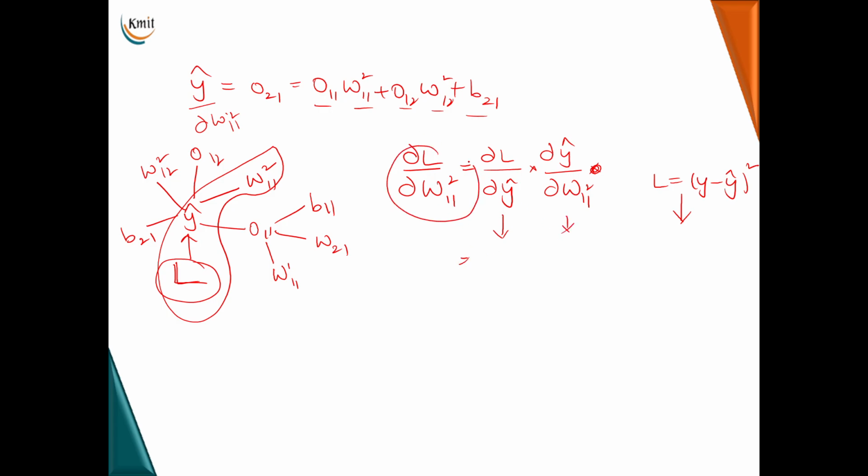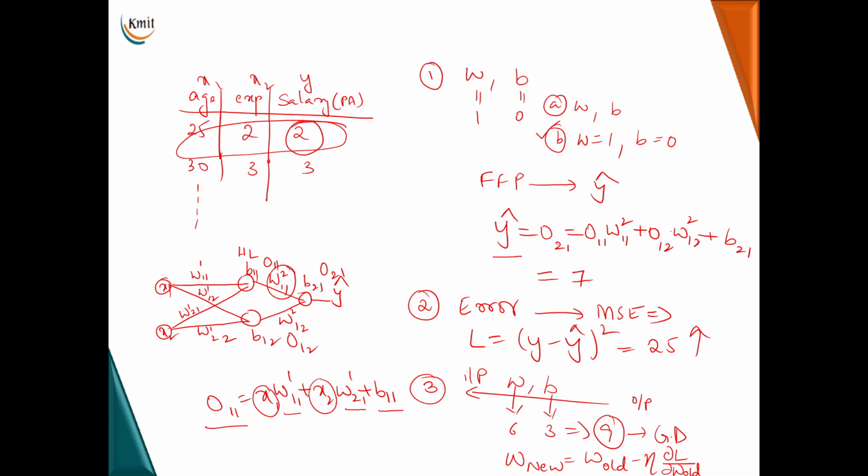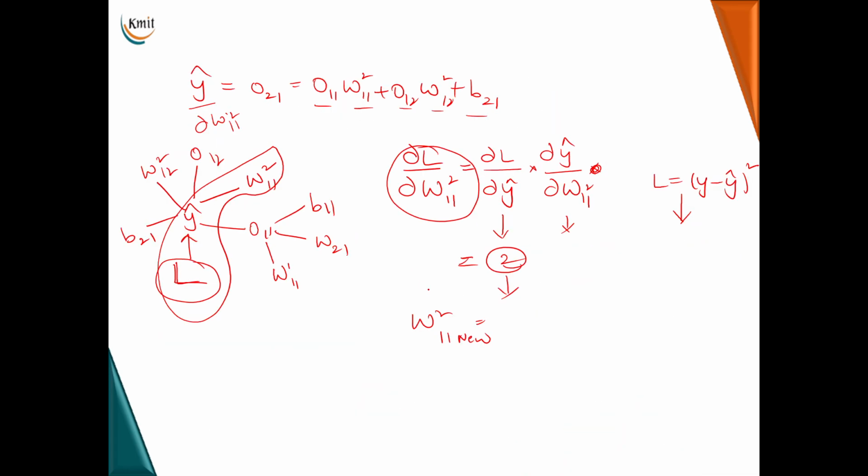I'll get the value of ∂L by ∂W11 with some numerical value. For example, I got 2 here. This is the variation of the loss function with respect to W11. So I will substitute this in the equation of W11 new, because I'm finding the new value of this one. W11 new is equal to W11 old minus eta, the learning rate, times ∂L by ∂W11.